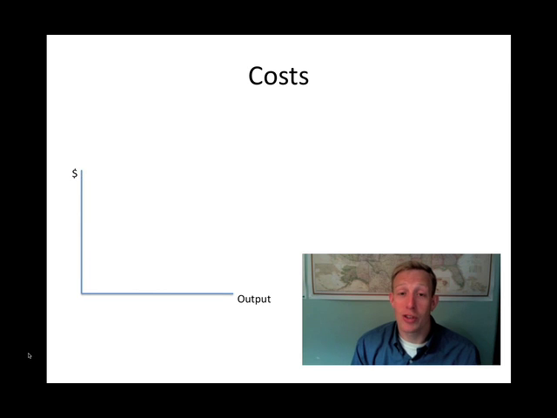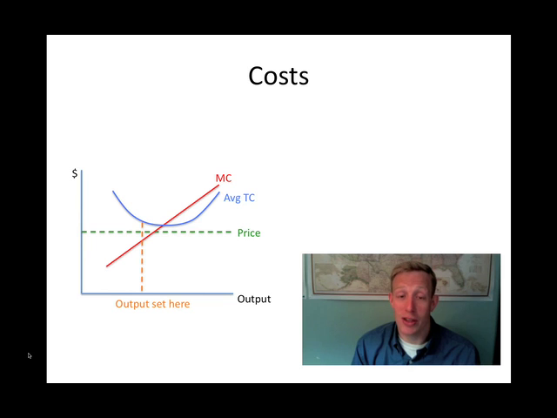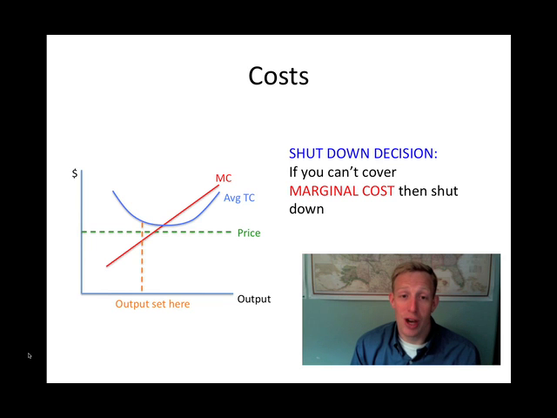So in this graph, what we see is that price is below average total cost, meaning that the costs for production are greater than the price, and so there are losses. But price is above marginal cost, and so it makes sense for the firm to continue to produce at least for a short period of time. This is something in the short run that is referred to as the shutdown decision. Should you shut down or should you not?